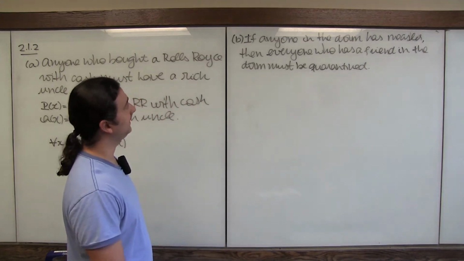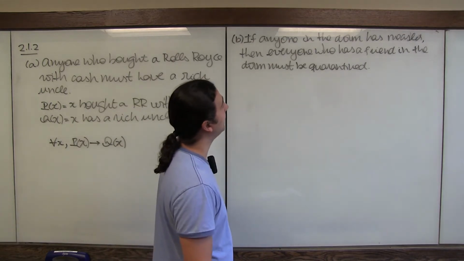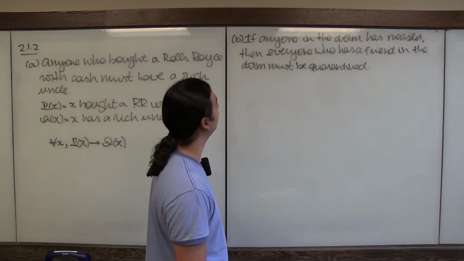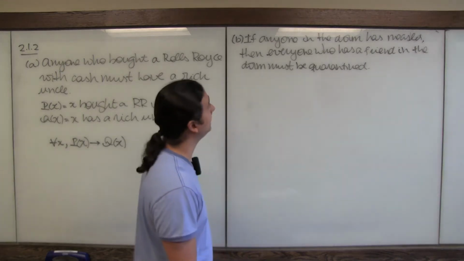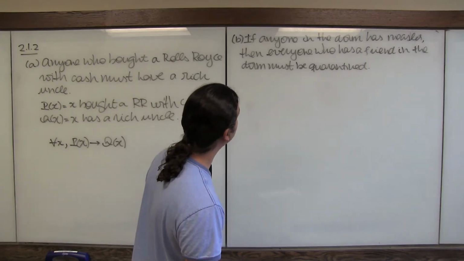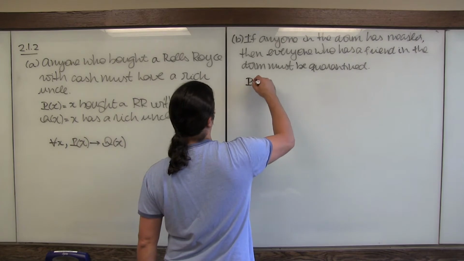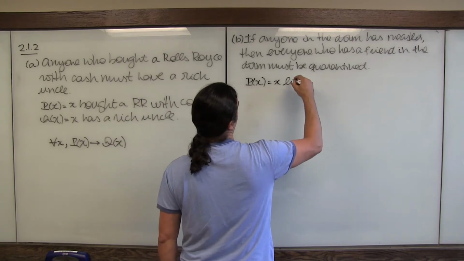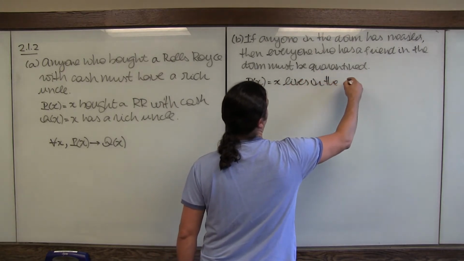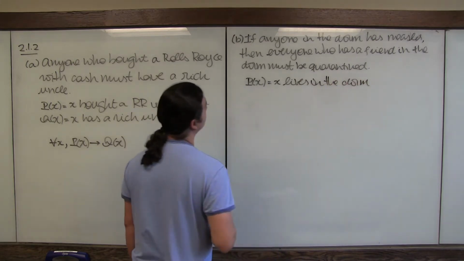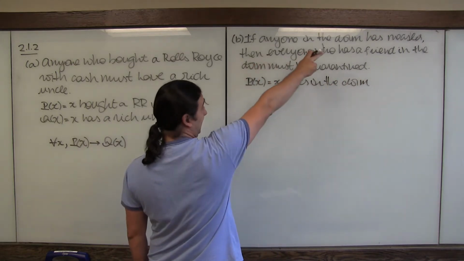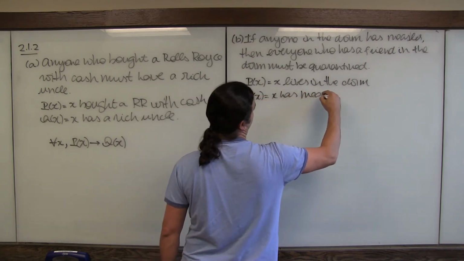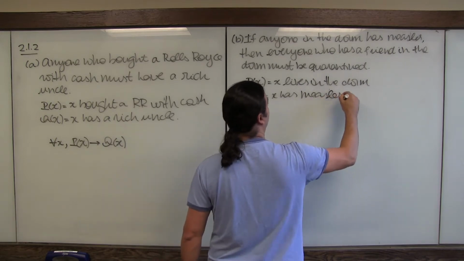All right. Now part B is a little bit more involved. There are many statements in there. So it says, if anyone in the dorm has measles, then everyone who has a friend in the dorm must be quarantined. So let's try to sort out what are the statements that we have in there. So I guess the first one is that a person lives in the dorm. So X lives in the dorm. The second statement seems to be that somebody has measles. So X has measles.